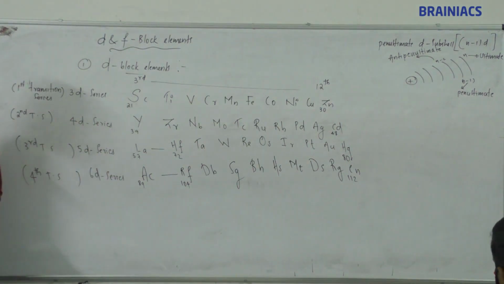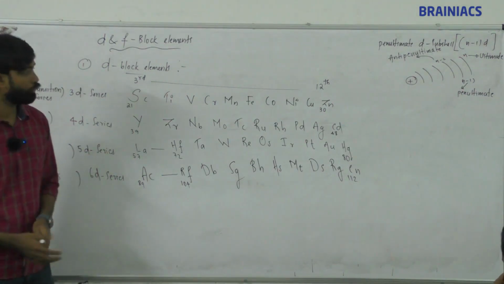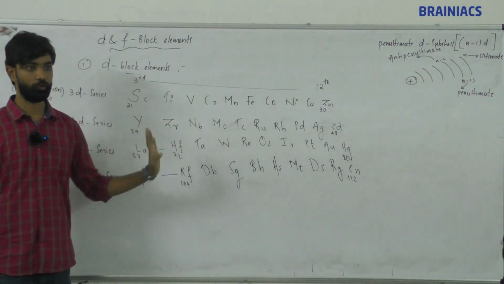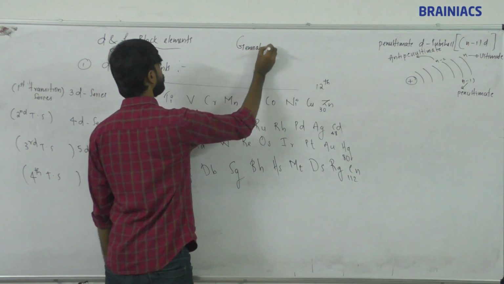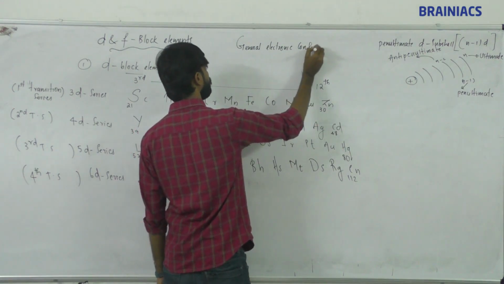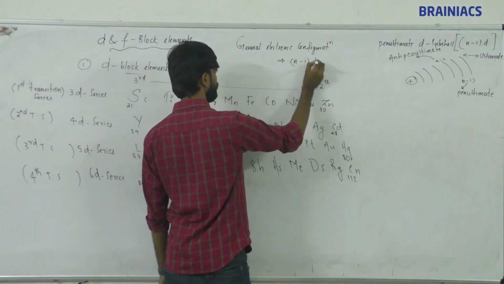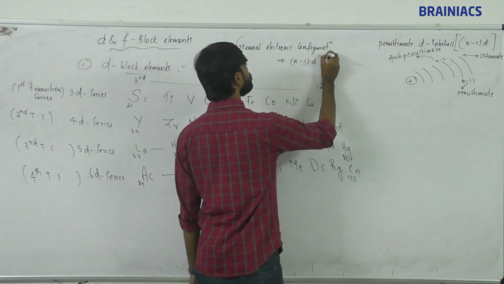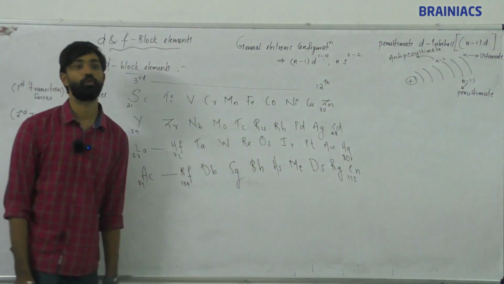So these are all the D block elements, consisting of 4 into 10, that is 40 elements. Their general electronic configuration is (n-1)d 1 to 10, ns 0 to 2.